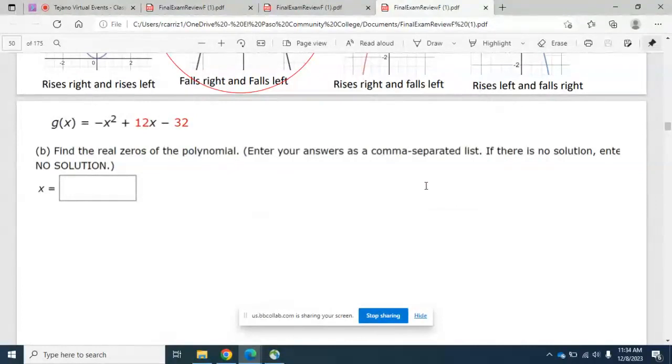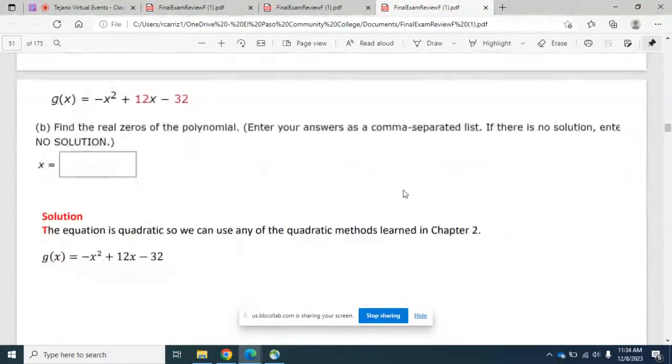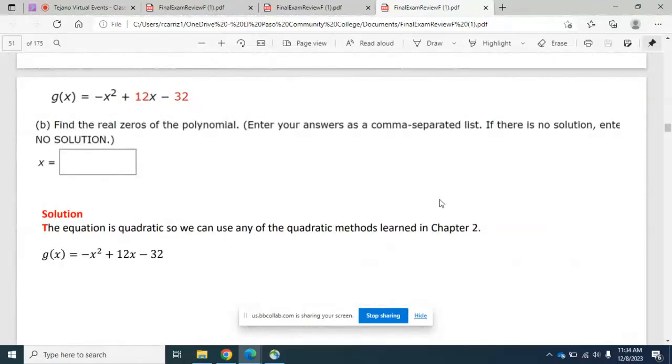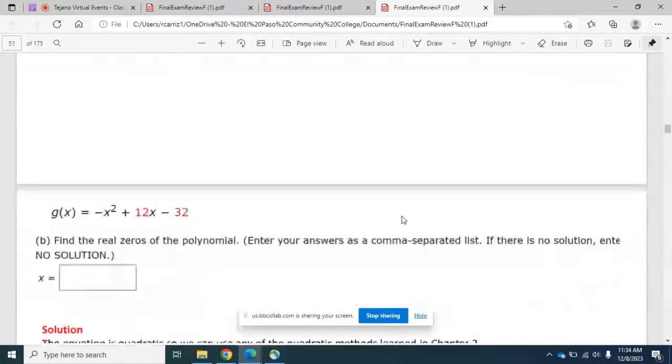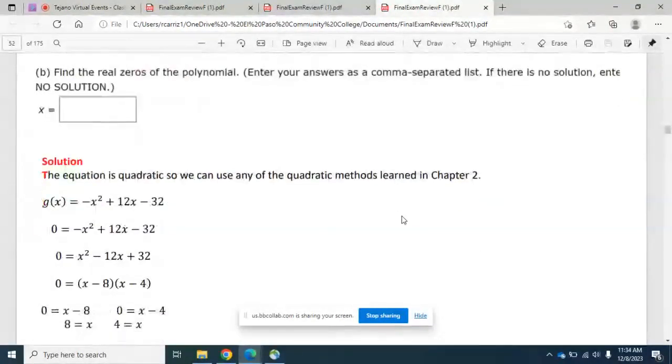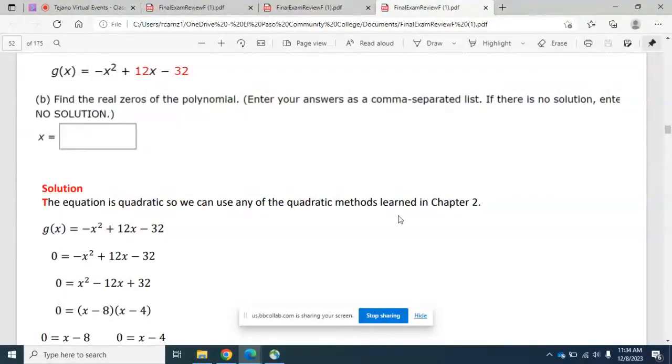Let's find the real zeros of the polynomial. So here we have a quadratic, right? To find the real zeros of the polynomial, we can do several things, right? We can factor it, we can use our quadratic equation. So let's see here. What option do we do? Again, all these methods were from chapter 2 to solve for our real zeros. So in this case, what we did was factor it, which is great. This is my first choice.